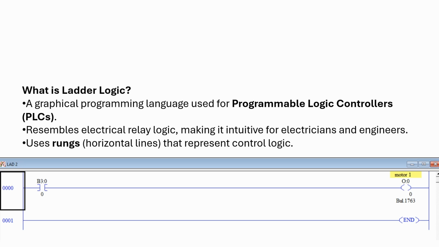So I just want to start out real briefly before we actually get into the software, but I just want to say ladder logic is what we're going to be dealing with here. And what is it? It's a graphical programming language used for programmable logic controllers or PLCs. It resembles electrical relay logic. It makes it intuitive for electricians and engineers. It uses rungs, which are horizontal lines that represent control logics.